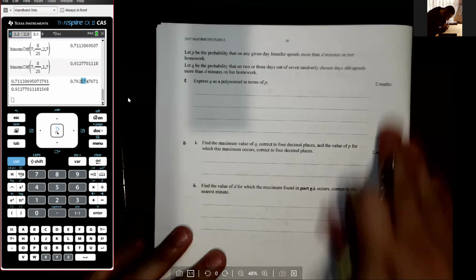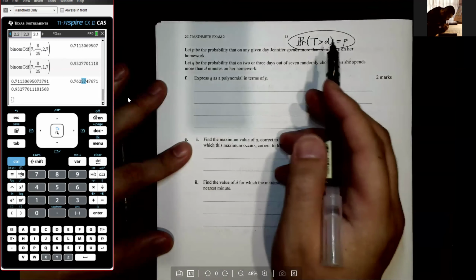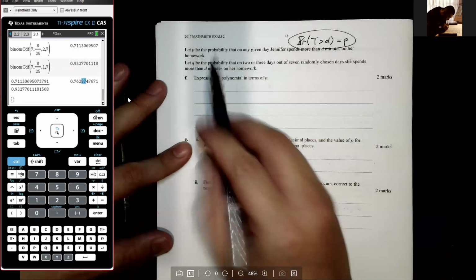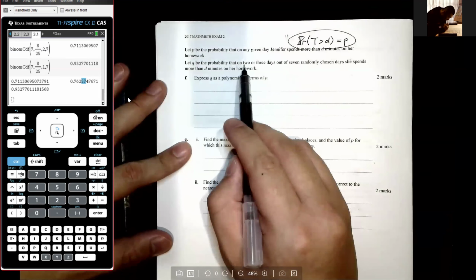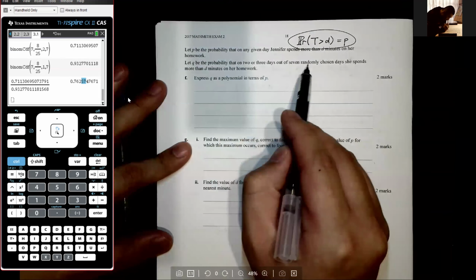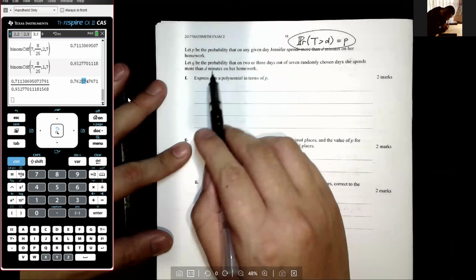And let P be the probability that on any given day, Jennifer spent more than D minutes on her homework. So probability time T greater than D equals P. This is the key step to understand what's happening next. Q be the probability that on 2 or 3 days out of 7 randomly chosen days, she spent more than D minutes on her homework.